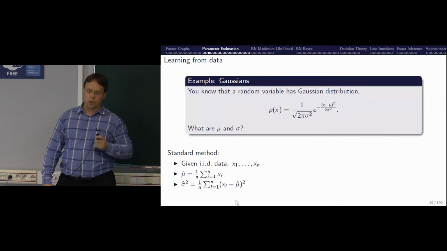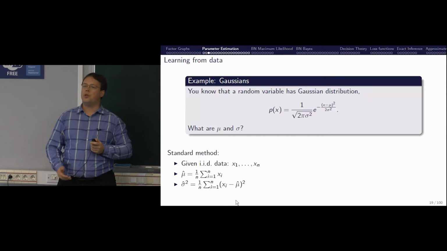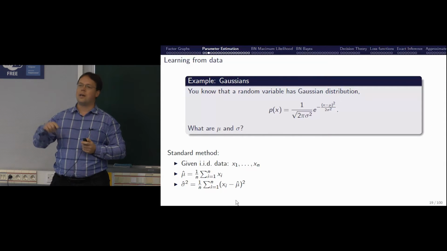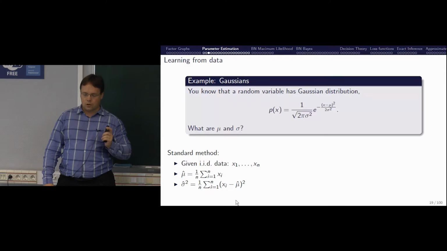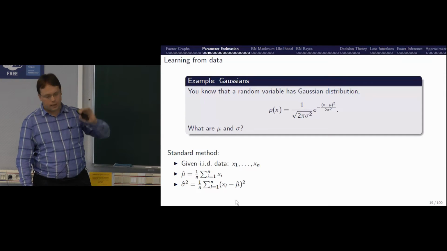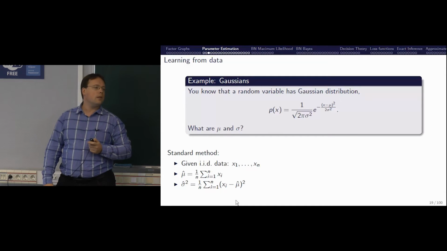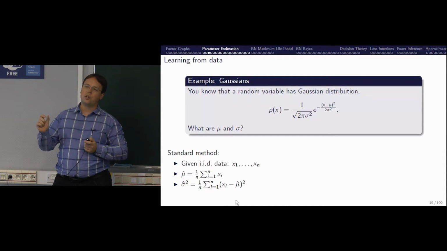The next example you also learn from school is Gaussians. So imagine you have a random variable which you know is Gaussian. Maybe it's the height or length of some animal or something like that. You know it's a Gaussian distribution, so it has this parametric form. And the only thing you don't know is what is the mean and what is the standard deviation, or the variance. Standard method from school, you compute an estimator for the mean by just taking your data and averaging it.